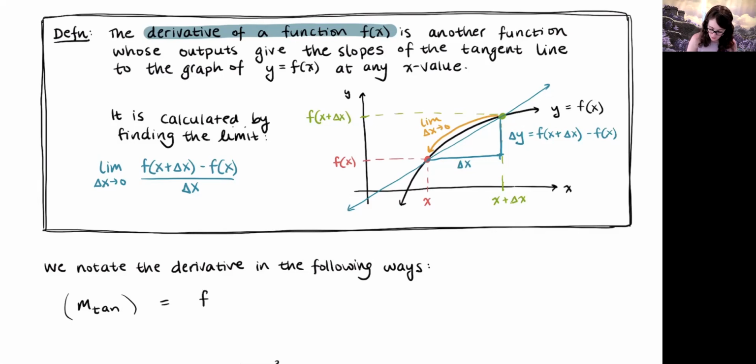The most common way to notate the derivative comes from the function f of x. To notate the derivative that's related to the original function, we put an apostrophe. And we say this as f prime of x. That's the derivative of f of x, f prime of x. We could also say y prime. If we have y equals, we might use y prime instead.